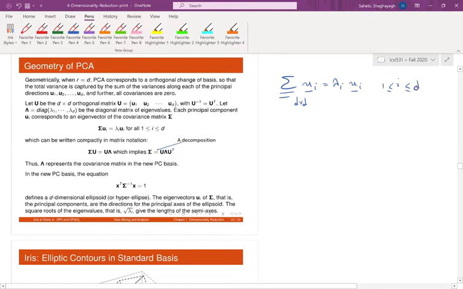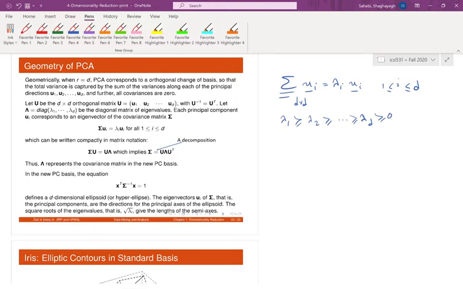Now, if the rank of our matrix is lower, the last lambda i's are going to be 0. And because our covariance matrix sigma is positive semi-definite, we know that we can arrange our lambda i's from largest to smallest, like this. And all of our eigenvalues, or lambda i's, are going to be larger than or equal to 0.